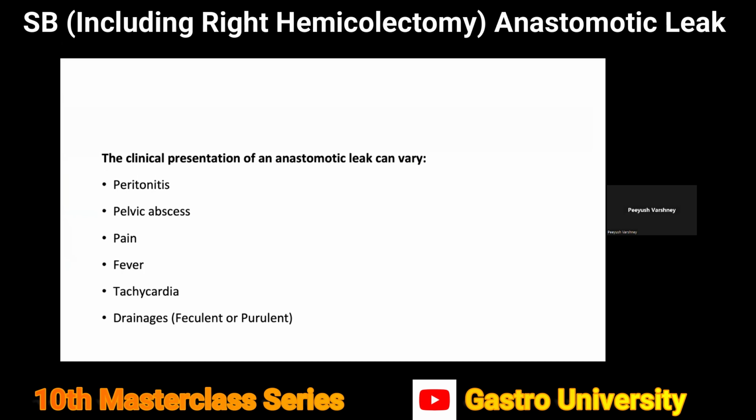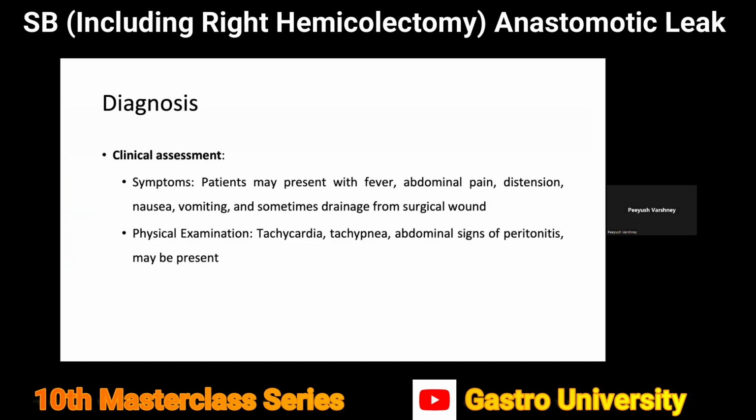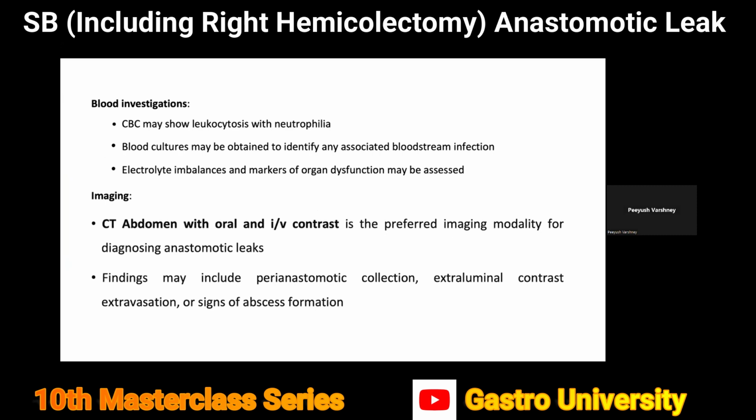So how can an anastomotic leak present? It can present in any way, like peritonitis, pelvic abscess, pain, fever, tachycardia, or purulent or feculent discharge from an abdominal drain placed during the surgery. The diagnosis is quite easy if we are following the condition of the patient very carefully. The patient may present with fever, abdominal pain, distension, nausea, vomiting, and sometimes drainage from the surgical wound. Physical examination will show tachycardia, tachypnea, and signs of peritonitis.